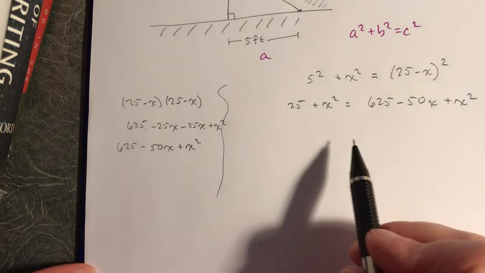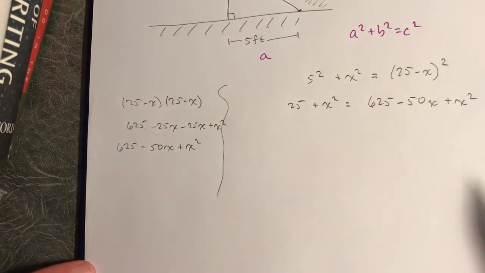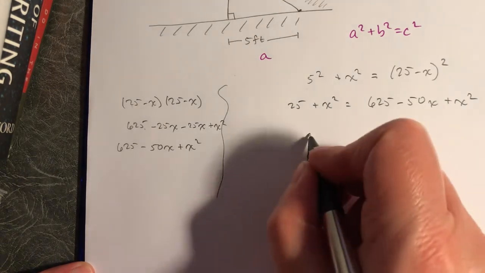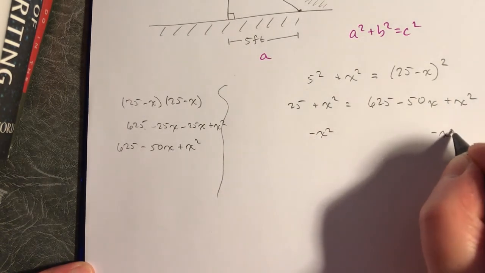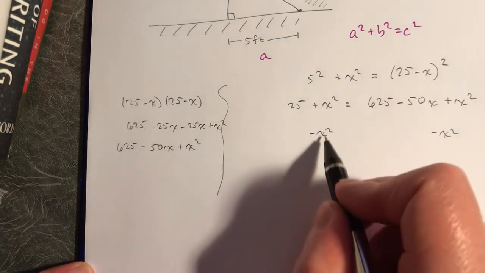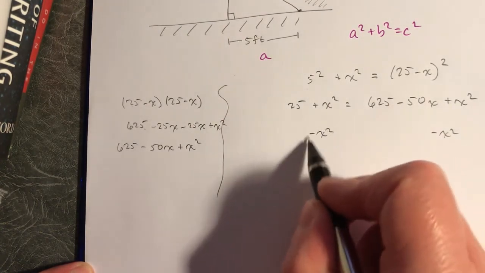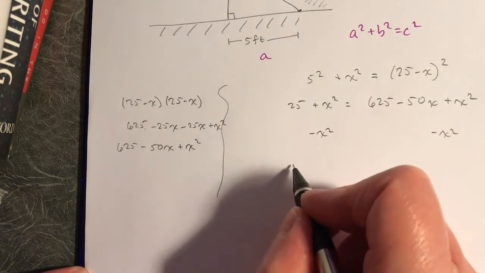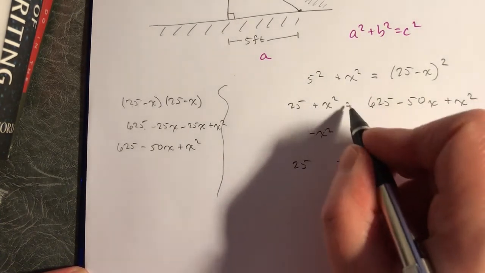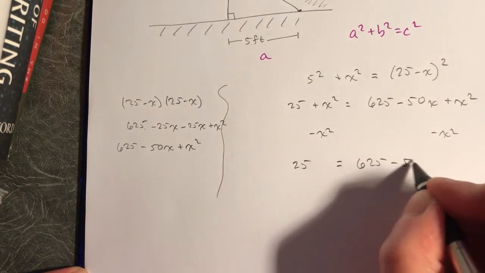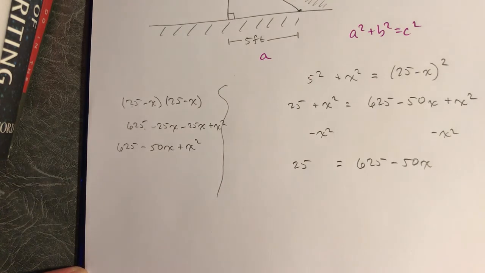Now there's some convenience that happens here. I immediately notice that I've got plus x squared on both sides of my equation. So I can subtract x squared from both sides. You're allowed to do that. You don't have to know what the number x is. You can still subtract the quantity x squared from both sides. That's going to clean up really nicely. So on the left, I've got 25. Here's my equal sign. And that's going to leave me with 625 subtract 50x.